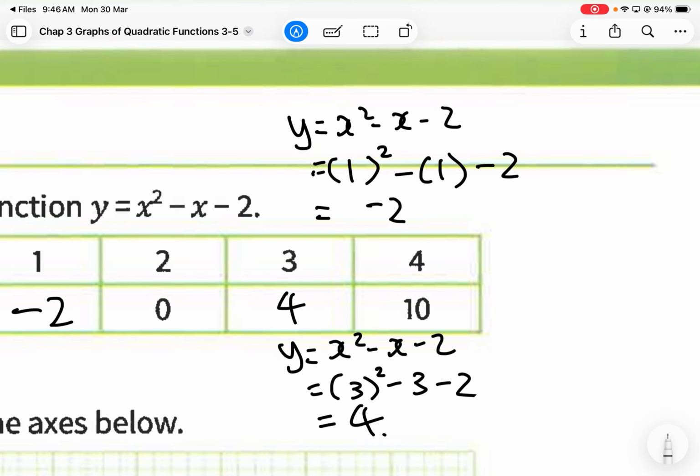Your x and your y are linked by this equation. So I want to know what is the corresponding y. I use the equation, I put in the x.